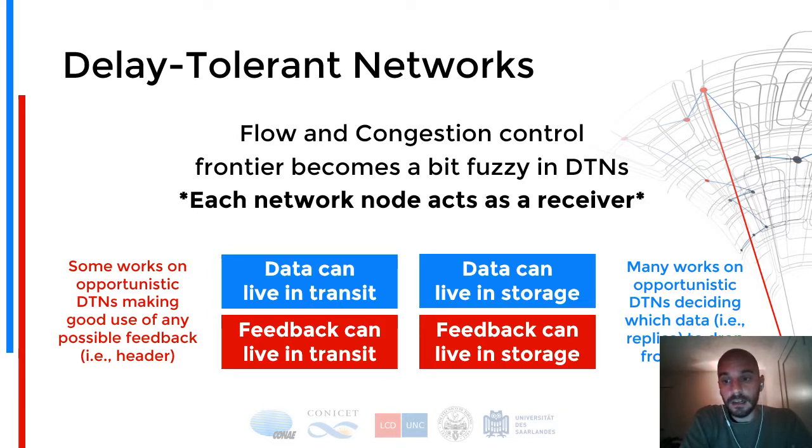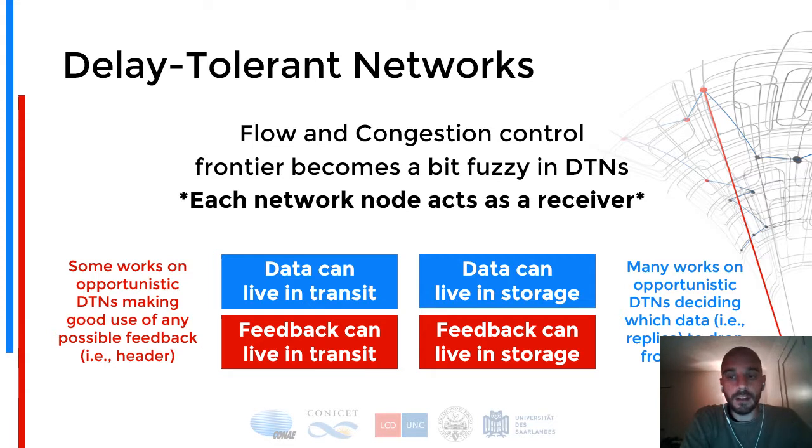But still, it's quite an imperfect approach, because you never know when this feedback is going to finally arrive. And there are many works on opportunistic DTN deciding which data to drop from a given buffer, which is overrun or overfilled. This is typically, if you look for congestion control on DTN, most of the works that you will find have to do with this problem.